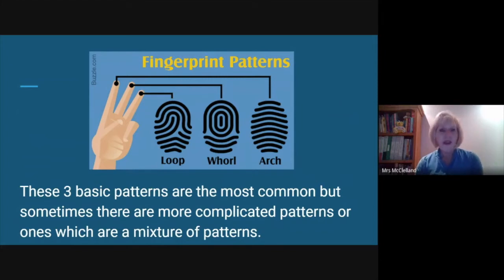There's sometimes more complicated ones, which are a mixture of the different patterns, just like the gentleman on the video spoke about having a strange one on one of his thumbs. But these are the basic ones, and that's what we're looking out for.